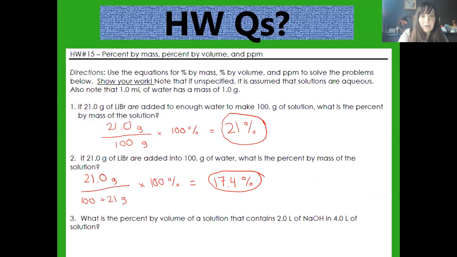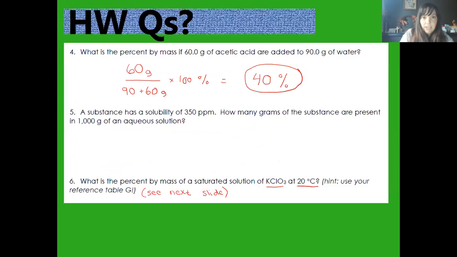All right, so let's take a look back at homework 15. These were all the percent by mass, percent by volume, and parts per million equations. And remember, those are all on the back of your reference tables, under the concentration next to the molarity equations. So you can find all of those on your reference tables. And you can take a look through here at your leisure, take a look at my work and see what questions you have.